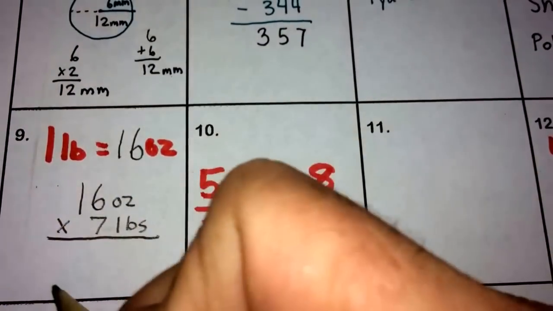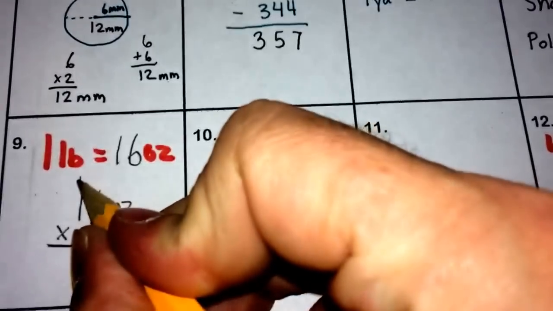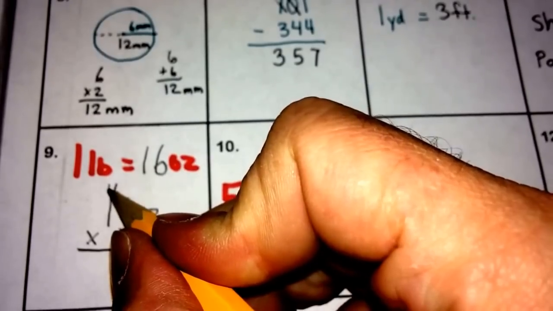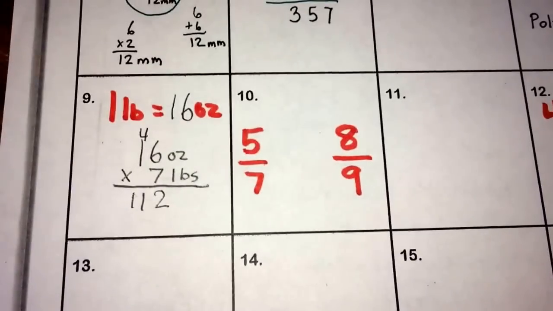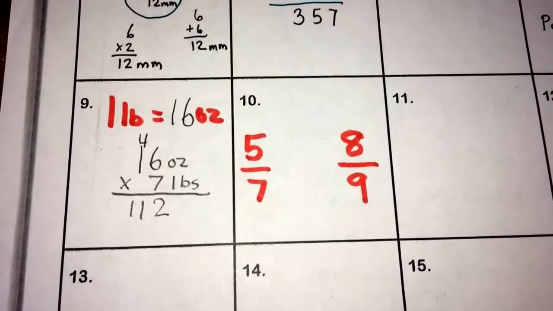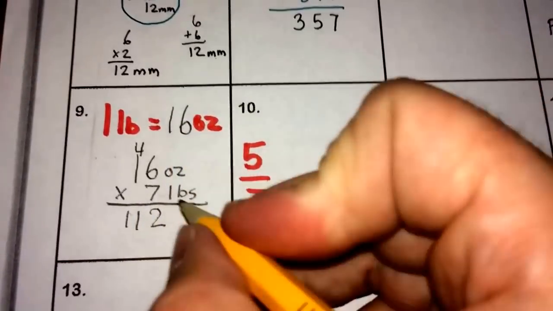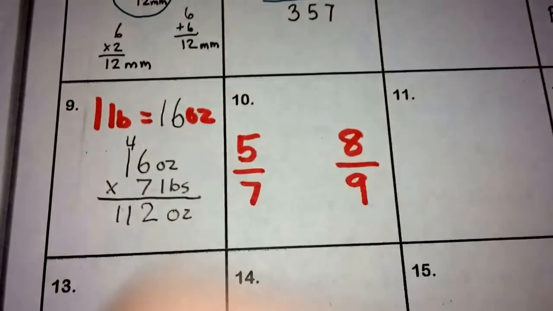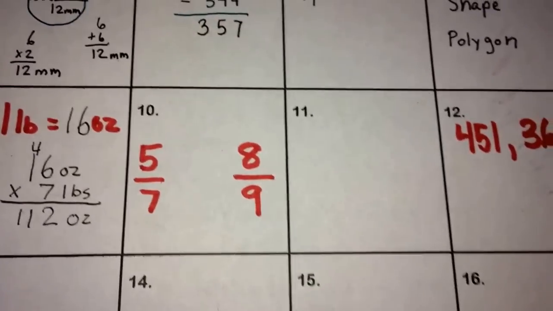So 7 times 6 is 42. You put your 2 down, you're going to carry your 4. And 7 times 1 is 7, 8, 9, 10, 11. So we're left with 112, but we cannot leave that number naked. And we're trying to find out how many ounces are in 7 pounds. That was our original question, so we know that we have 112 ounces. 112 ounces.